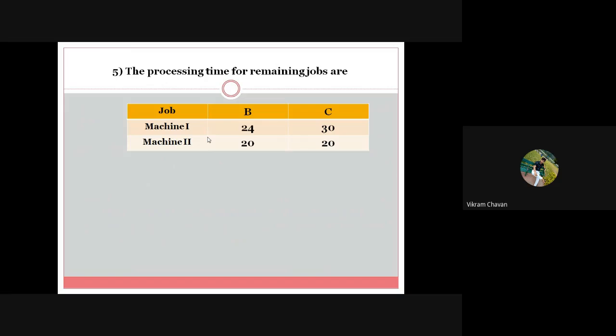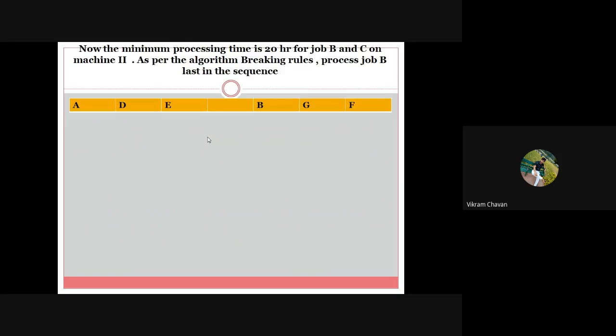Okay, so now the minimum processing time is 20 hours for job E on machine number 1 and also on machine number 2 for job B and C. As per the algorithm breaking rule, process job E first in the sequence. फर्स्ट इन द सिक्वेन्स. सो ईला आपण लोकेशन दिलं पहिल्यांदा. ओके, बी आणि सीचं दोन्हीचं टायमिंग सिमिलर मिळाल्यामुळं आपण मशीन 1चं कंपॅरिझन केलं त्या जॉबचं, 24 आणि 30चं कंपॅरिझन आलं, 24 लोएस्ट आला, म्हणून बी जॉबला लोएस्ट प्रायोरिटी दिली.